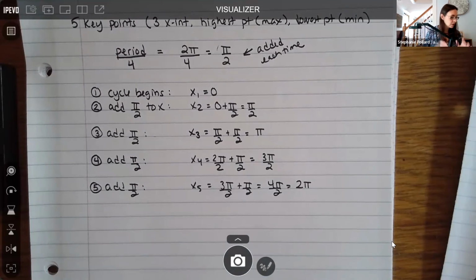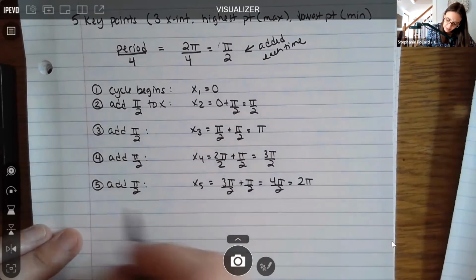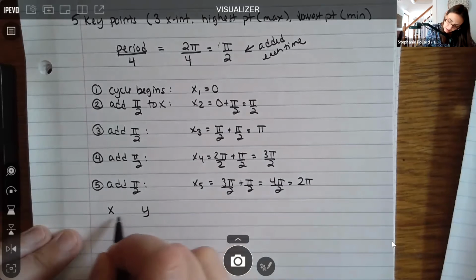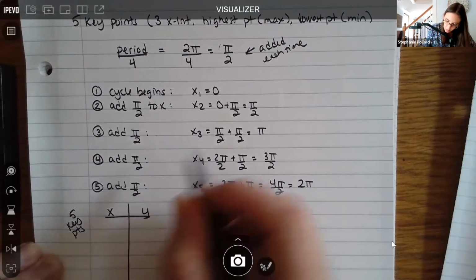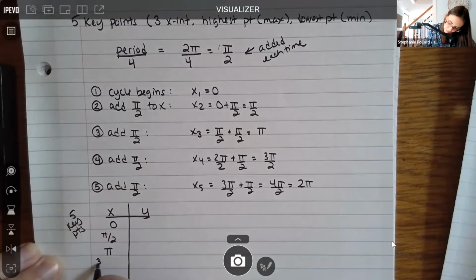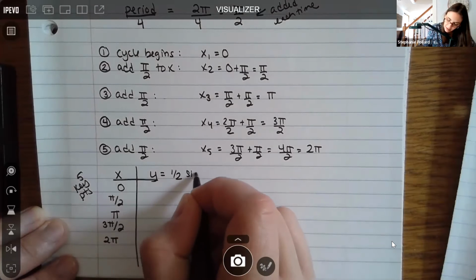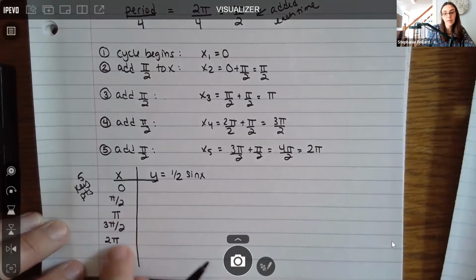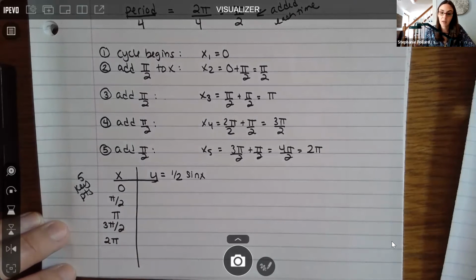So let's go ahead and find the y values, and then we're ready to graph. I guess I could have made a larger table, but I'll just do it down here. I'm going to make my x's and my y's, and again I'm just going to use those 5 key points: 0, pi over 2, pi, 3 pi over 2, and 2 pi. And my y here is 1/2 sine x. So now I'll plug the x values into my equation. I know where those key x values are, and I'll get the y values.